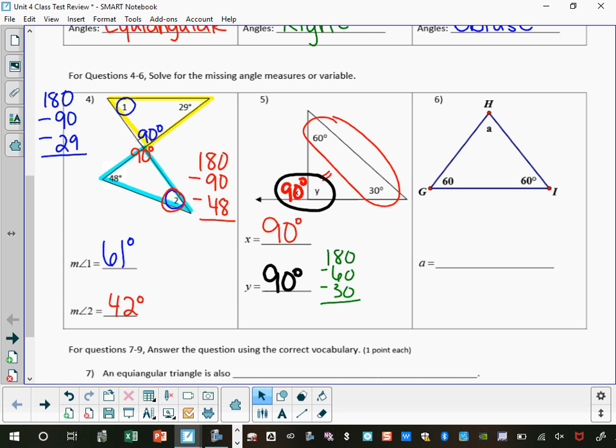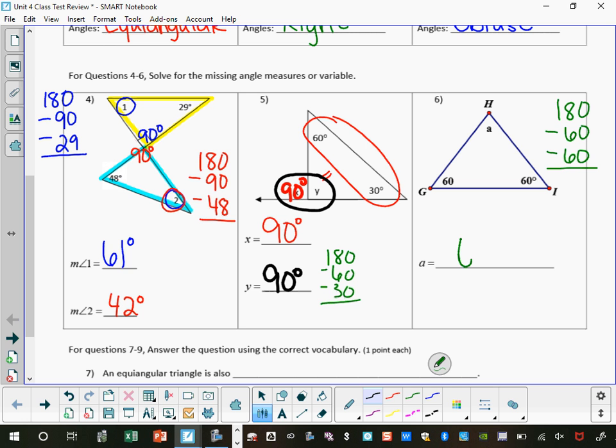All right, look at number 6. The interior angles have to equal 180. How do I find the measure of A? 180 minus 60 minus 60. And what do you guys get? You should get 60 degrees. Are we understanding the whole 180 thing? Okay, if we have two angles, we can always find the third angle just by subtracting.